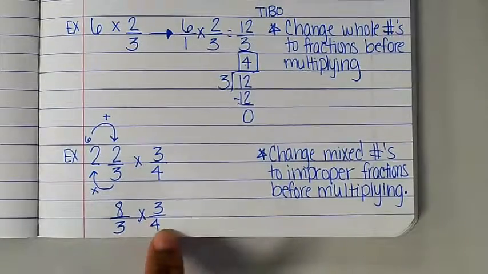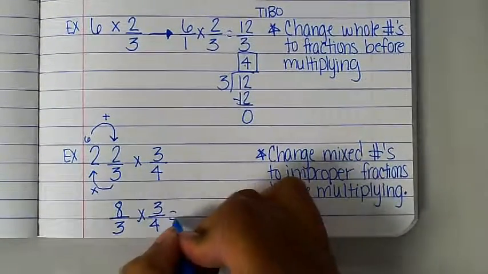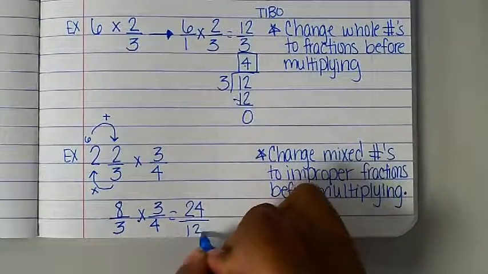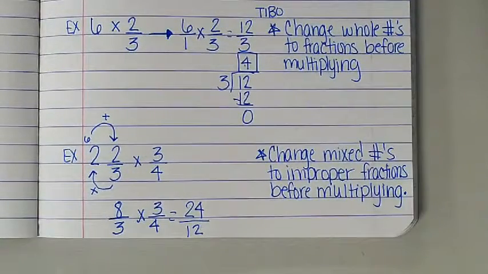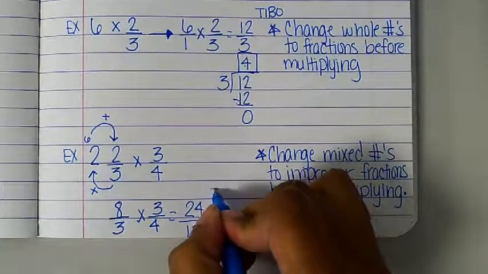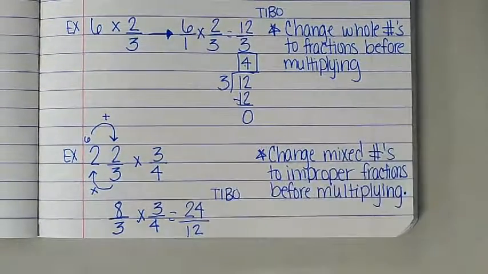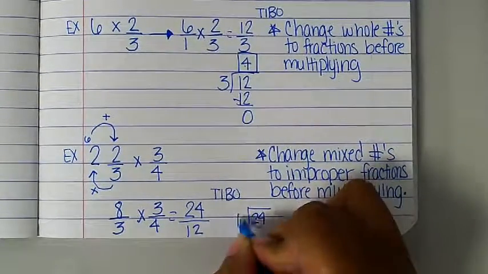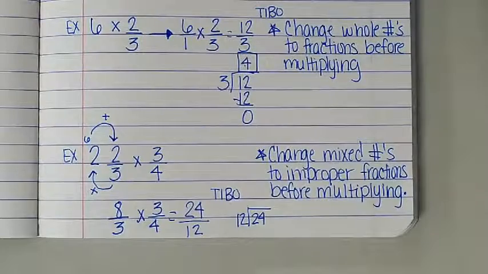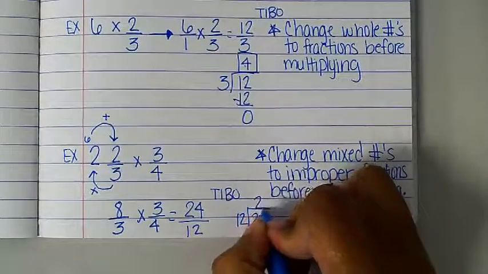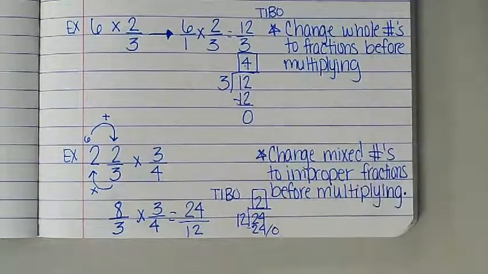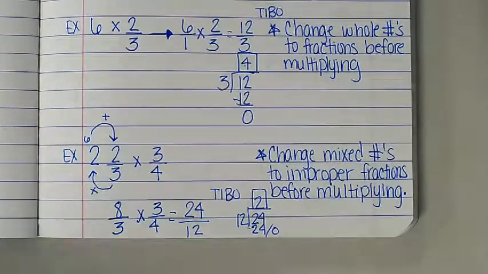Now we can multiply straight across. 8 times 3 is 24, and 3 times 4, 12. Is it improper? Yes. So we divide, top in, bottom out. 24 divided by 12. 12 goes into 24 2 times. 2 times 12 is 24. Subtract, you get 0. Okay, so 2 is our final answer.